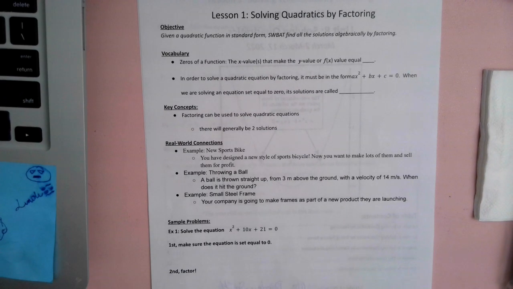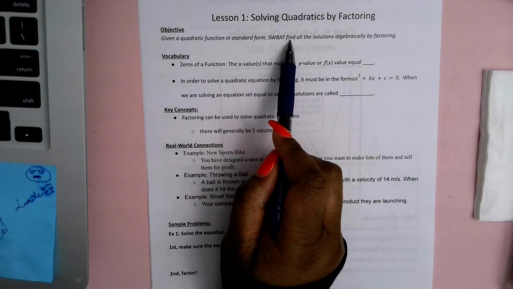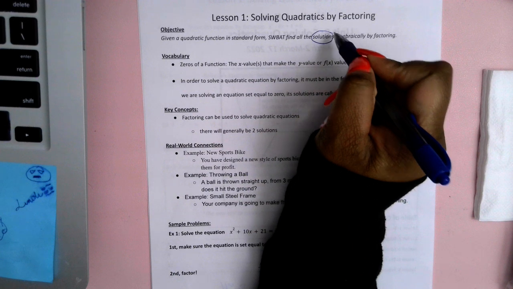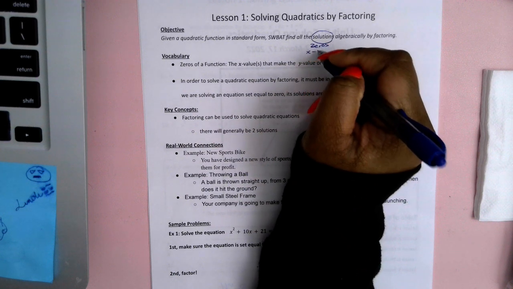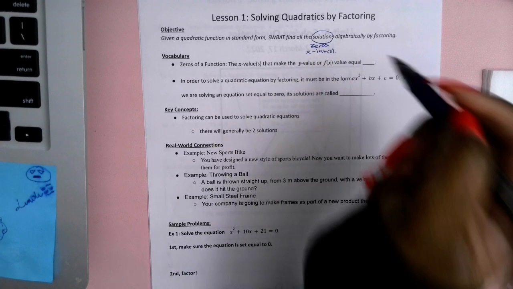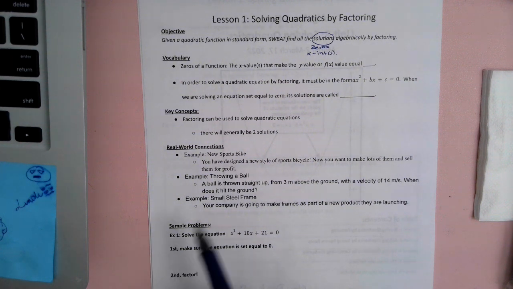Today's objective states that given a quadratic function in standard form, students will be able to find all the solutions. Another word for solutions are zeros or x-intercepts, algebraically by factoring.